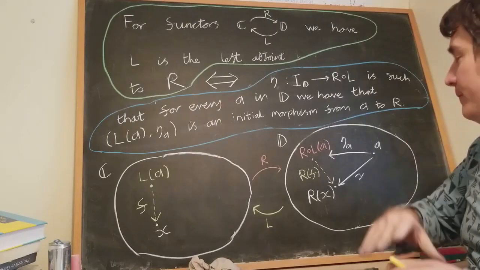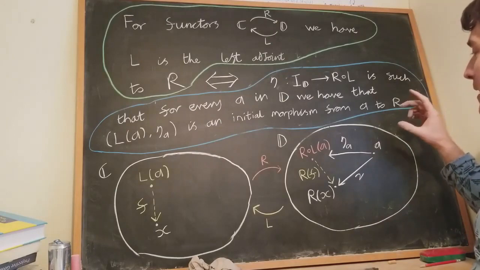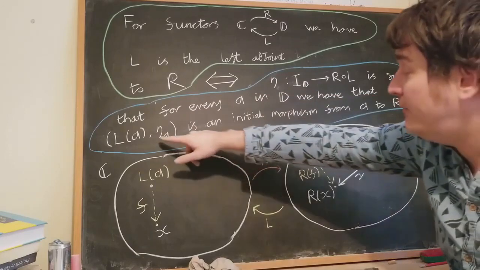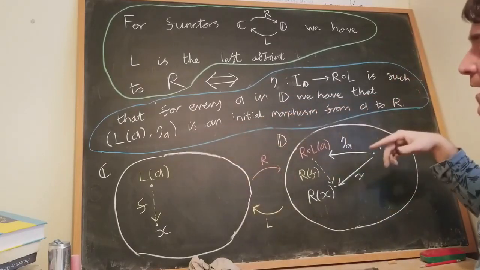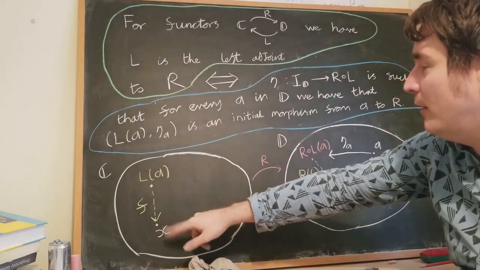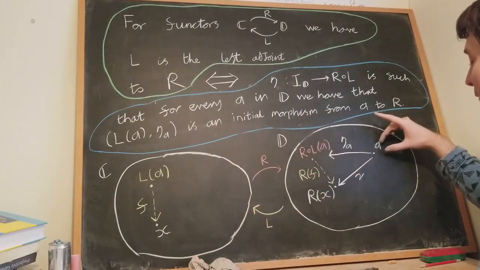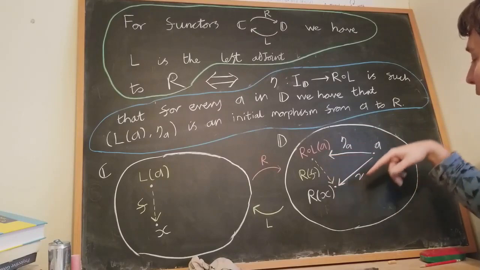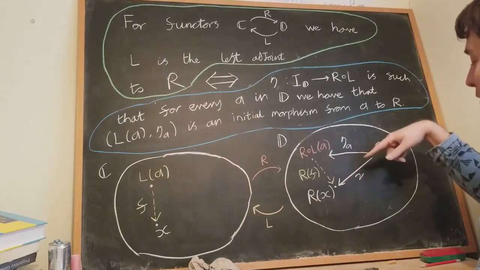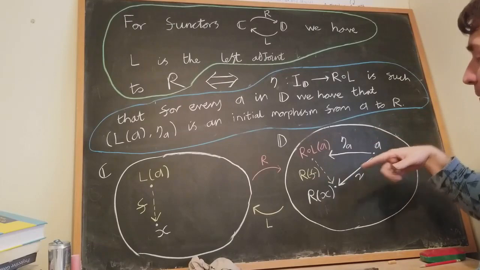Okay, so this is the definition then of an adjunction from this perspective. So what we're basically saying is that for every object A, we have this initial morphism from A to R, and that's just defined so that for anything similar, so for any other object X of C, which has an image R of X in D with an arrow V from A to R of X, we have that there's a unique arrow F from L of A to X, such that R of F after eta A equals V.